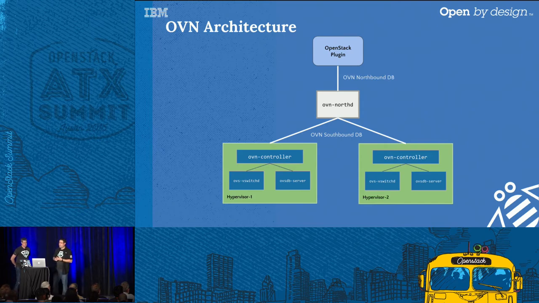And then the southbound database contains the logical pipelines and the flows. So ovn-northd will go ahead and convert that logical state of the network into a bunch of logical flows. That says things like this VM can talk to this VM, and VMA can talk to VMB, and VMA can talk to VMC, things like that. Those are the logical flows. And then those get pushed down into the OVN controller, and then the OVN controller will create more complex OpenFlow rules and push those down into Open vSwitch itself.